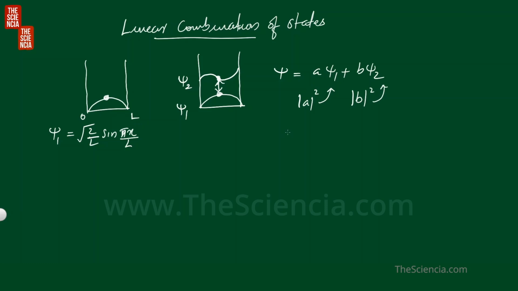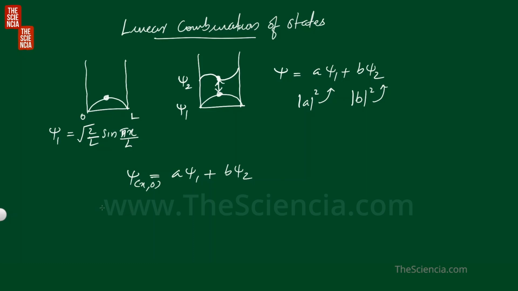Okay, it is a little complicated case. Now we are going to deal with such linear combination of states. Let us consider a state psi which is a linear combination of two different states, that is A psi 1 plus B psi 2, where this wave function is at a time t equal to 0.